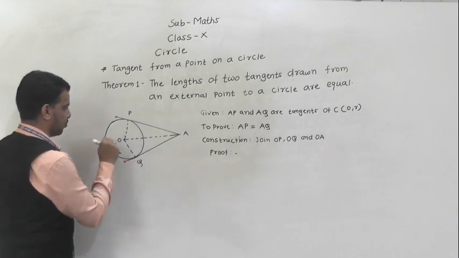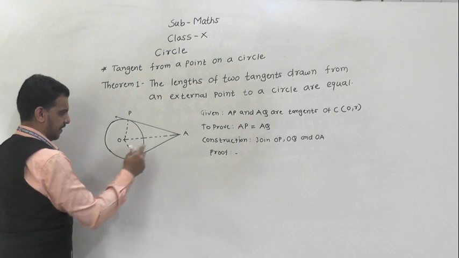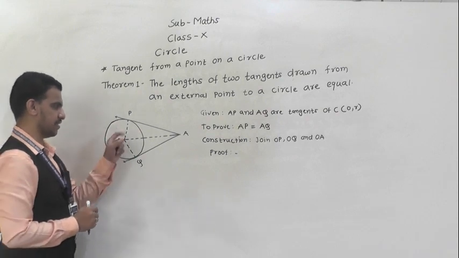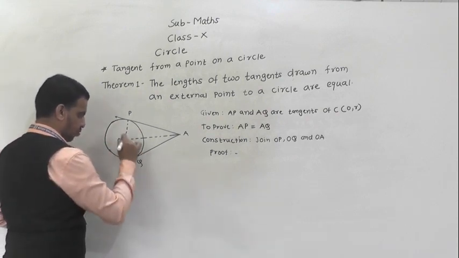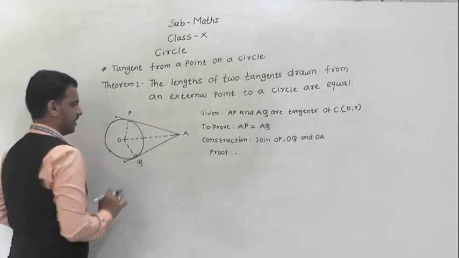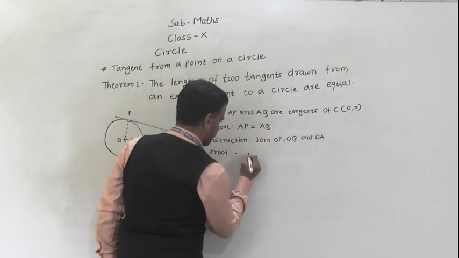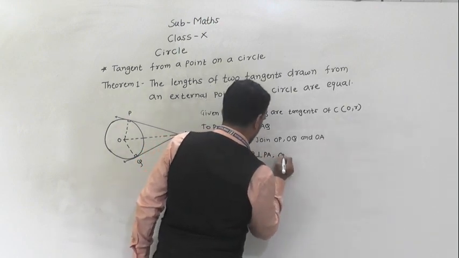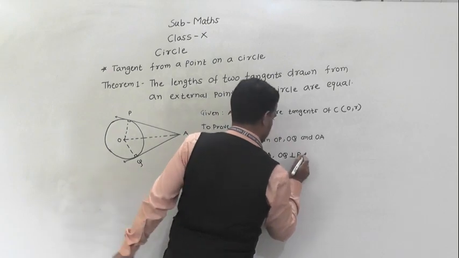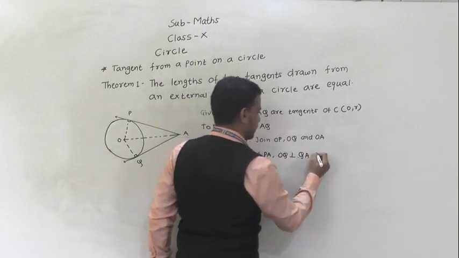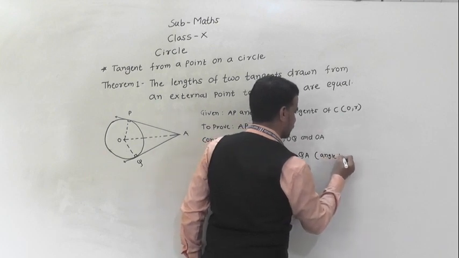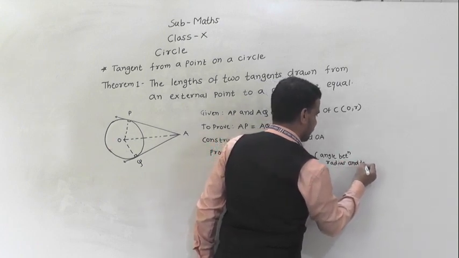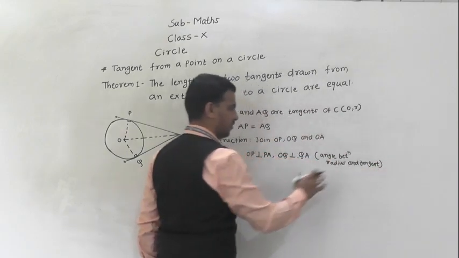Now we start by showing that the triangles are congruent. OP and OQ are radii, and AP and AQ are tangents. In the first theorem we learned that the angle between radius and tangent is 90 degrees. So angle OQA and angle OPA are 90 degrees. Here we can write OP is perpendicular to AP and OQ is perpendicular to QA. The reason is: angle between radius and tangent is 90 degrees.